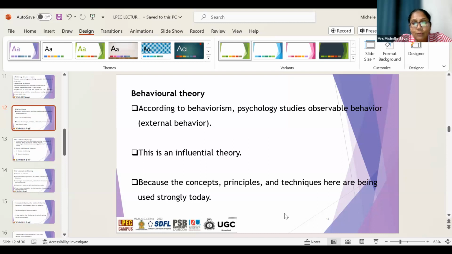Right? So therefore, in order to encourage this behavior, in order to discourage this behavior, this behavioral theory has suggested different techniques. There are different concepts, principles, and techniques associated with this behavioral theory. This behavioral theory is a very, very important theory in psychology. And I will tell you who the founder of this behavioral theory is.